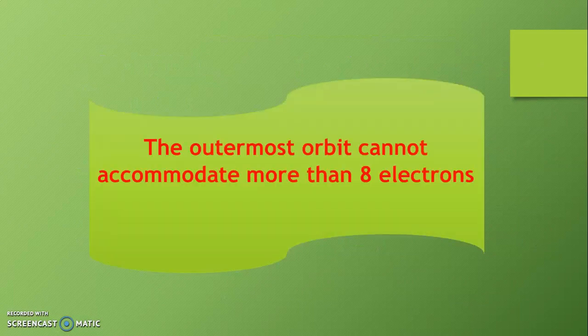But the outermost orbit cannot accommodate more than 8 electrons, and these are known as valence electrons. In semiconductor material or PN junction diode, we are interested in these valence electrons.